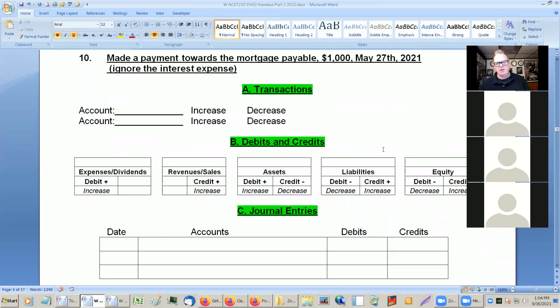Okay. Made a payment towards mortgage payable. What did we probably pay them with? Credit? Probably not. Well, I know what you're saying, because you can't pay your mortgage with cash, right? No, you're going to pay with cash, but the cash will be a credit account. It'll be credited. So the payment for the mortgage payable will be in cash. You write a check or whatever. So this is cash.